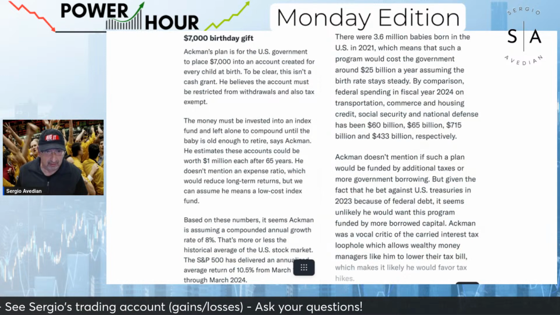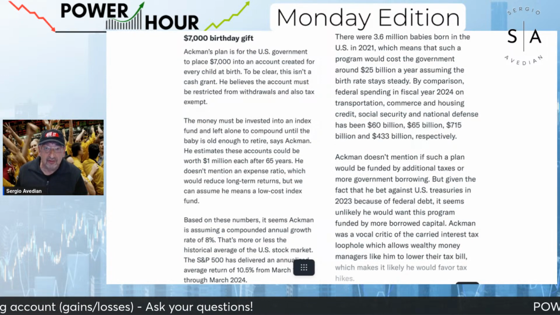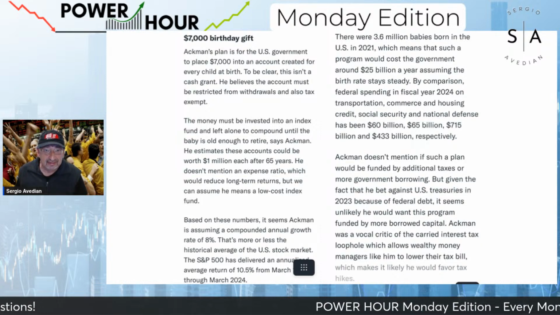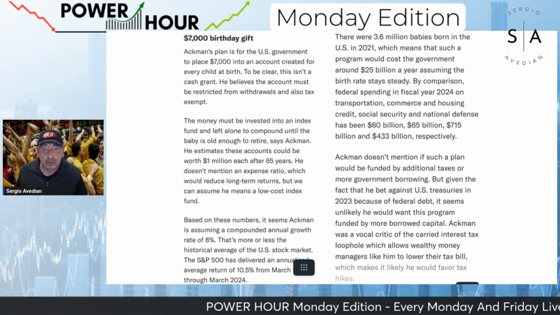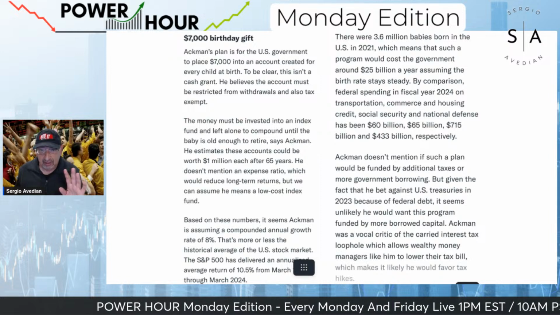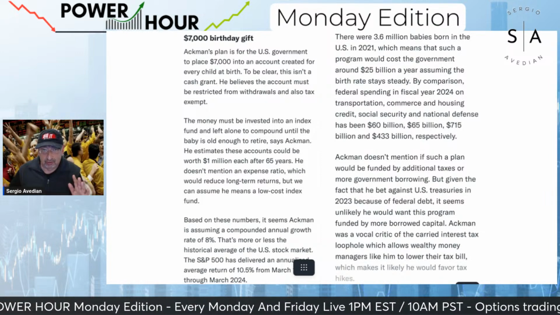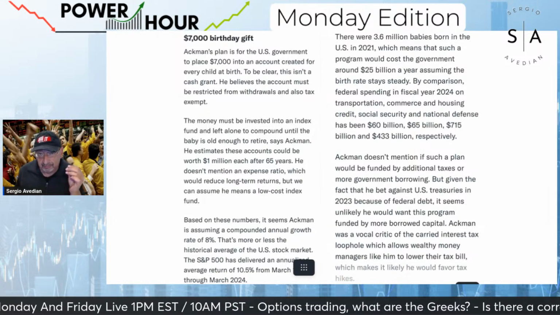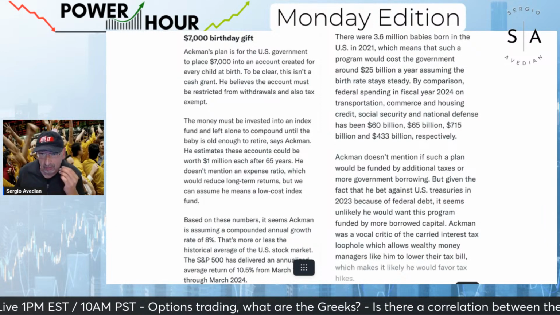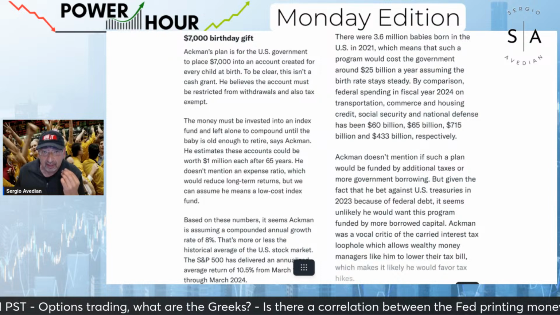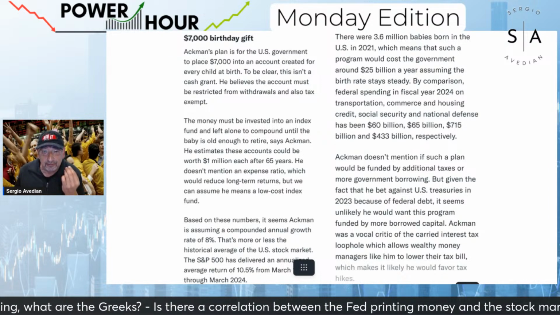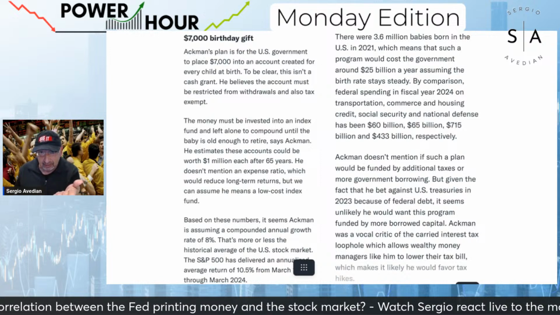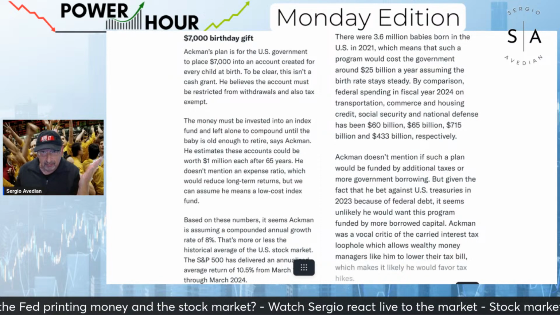I think this is brilliant, right? There were 3.6 million babies born in the US in 2021, which means such a program would cost the government around $25 billion. You guys may say, oh, it's going to add to the deficit. Hold on a second. You know what an F-22 Raptor costs these days? Do you know what our military budget is today? $650 billion, right? This is only $25 billion going into future generations' pockets.